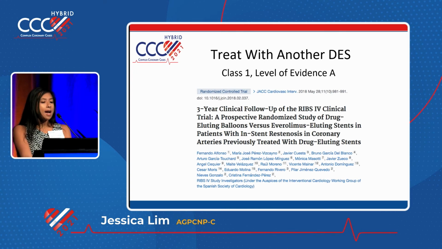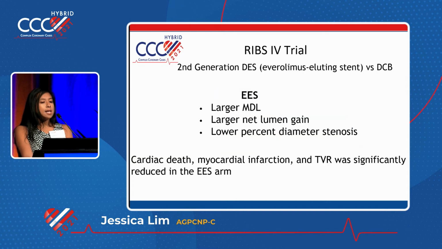And RIBS 4 actually was showing the treatment of DES with another stent or with a drug-coated balloon. And here it shows that the DES shows that there's a larger minimal lumen diameter, larger net lumen gain, lower percentage diameter stenosis, and overall the cardiac death, the myocardial infarction, and the target vessel revascularization was significantly reduced in the EES arm.